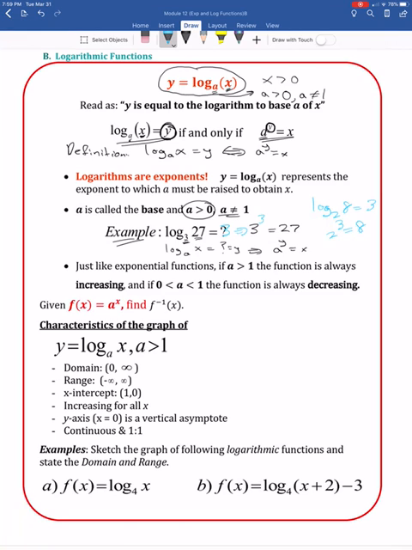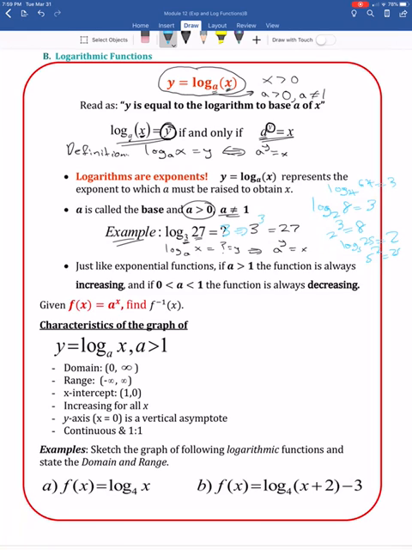If we had log base 4 of 64, what would it equal? It would equal 3, because 4 cubed is 64. What's log base 5 of 25 going to equal? It's going to equal 2, because 5 squared is 25. So our question is, what power, what exponent do you raise your base to get x? That's a logarithm.